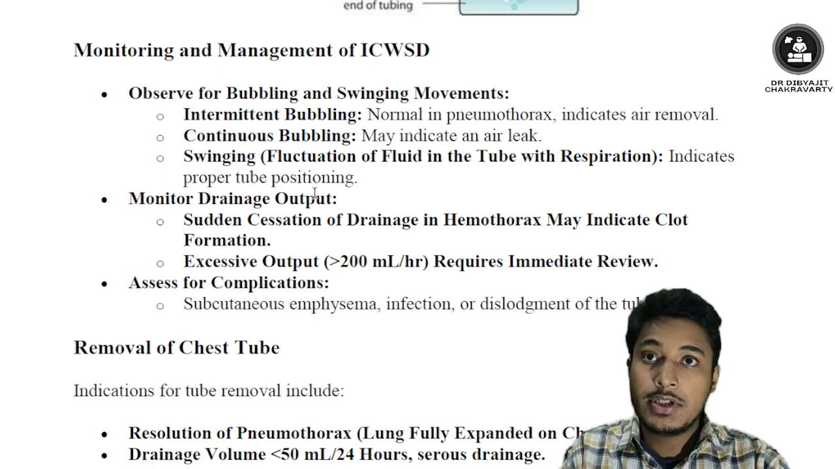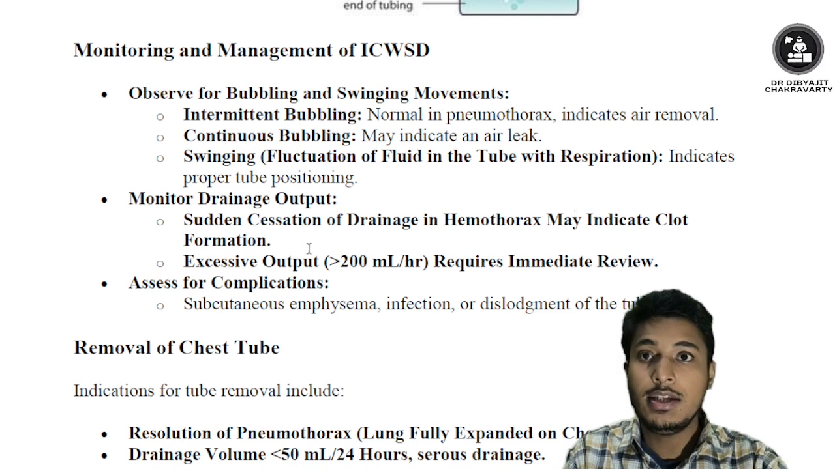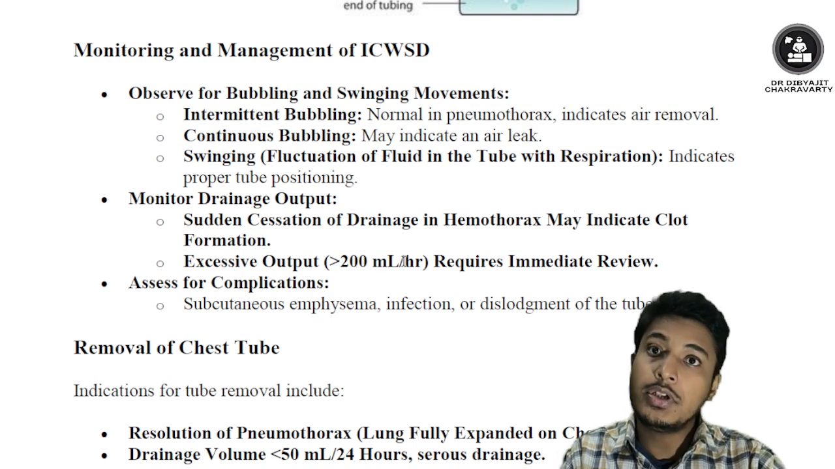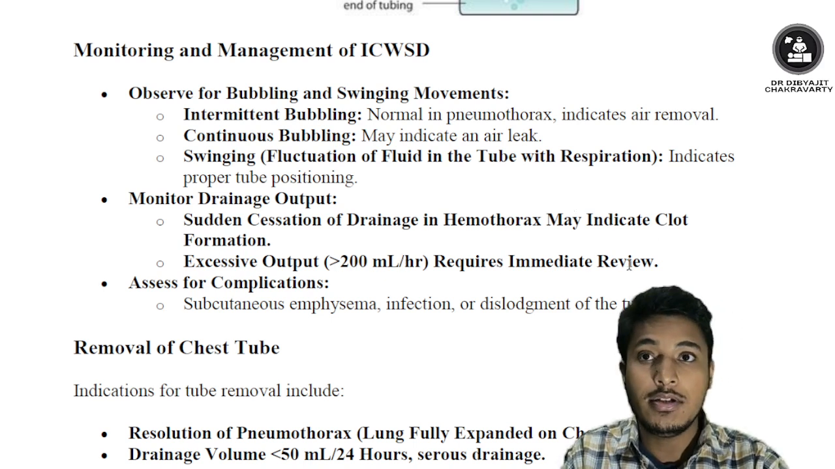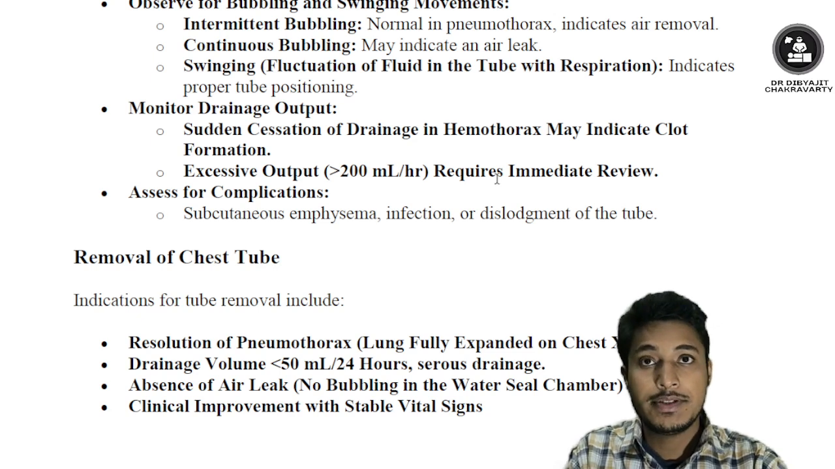We have to also monitor the drainage and the output. Sudden cessation of the drainage in hemothorax may indicate clot formation. Excessive output more than 200 ml per hour requires immediate review. The patient may even require thoracotomy for hemostasis.